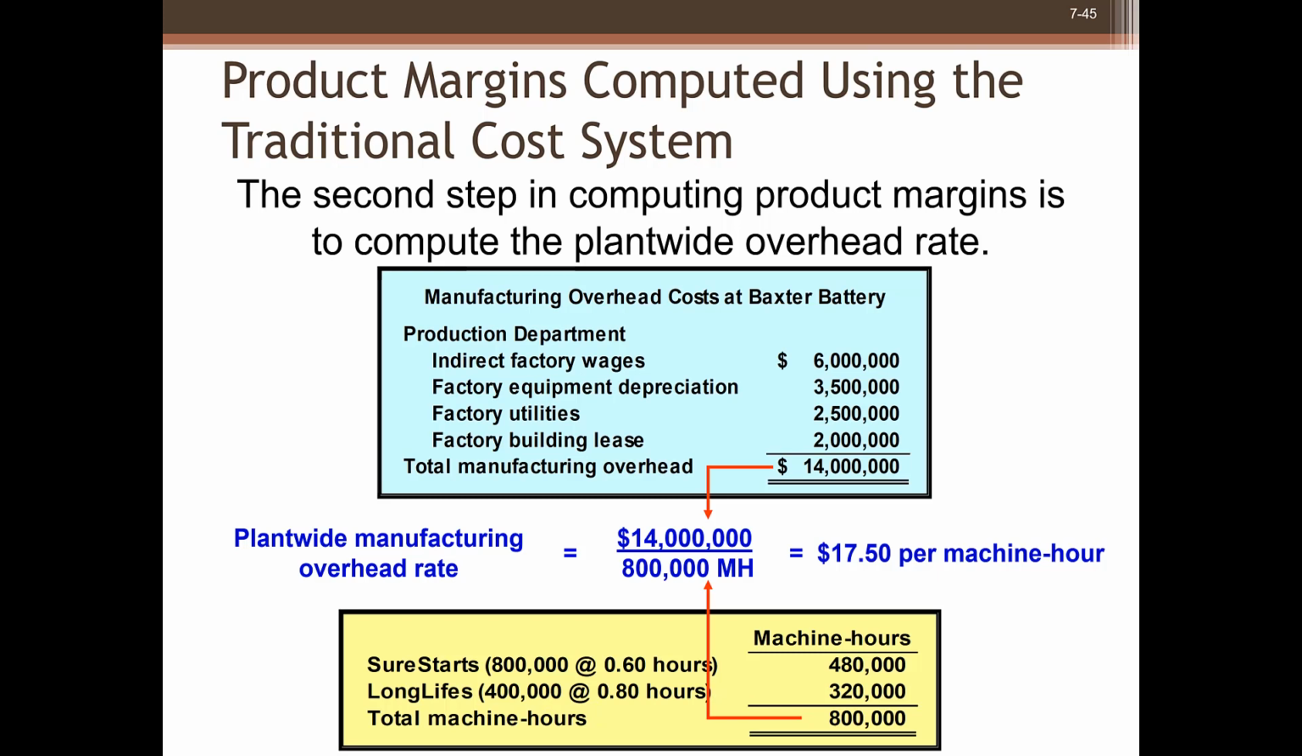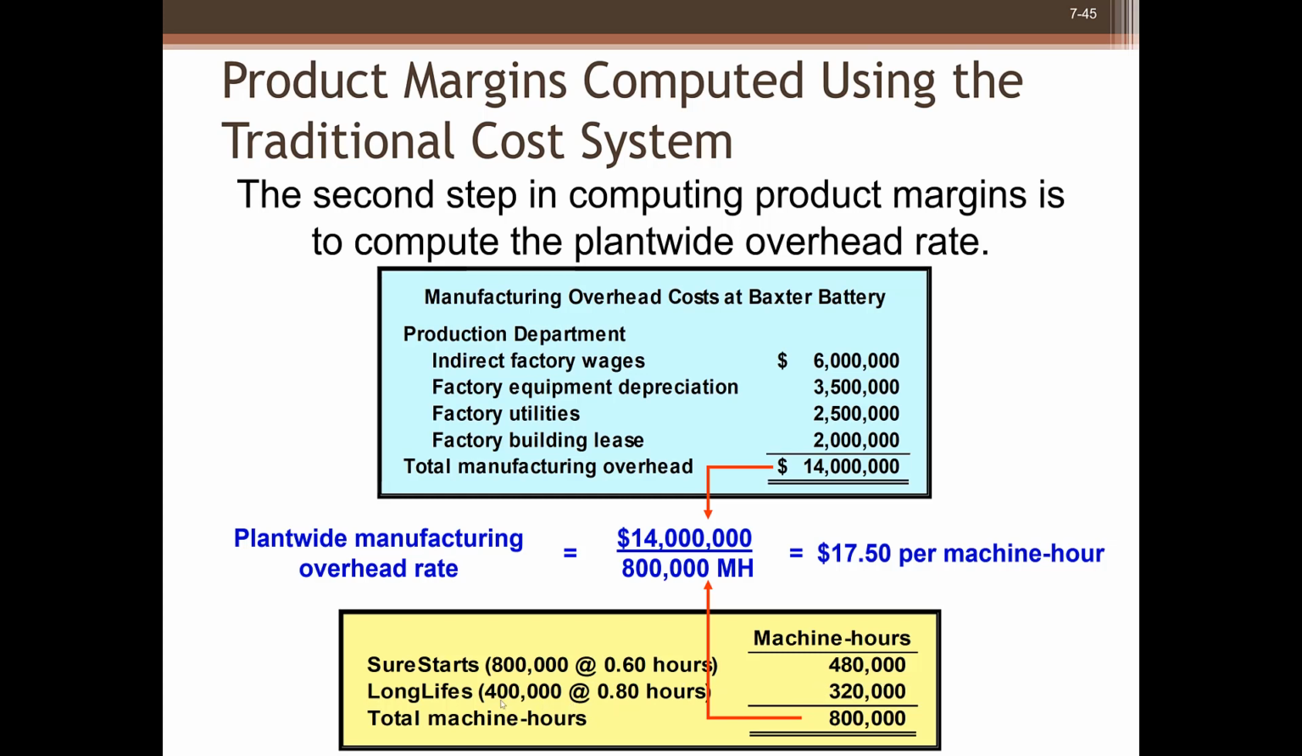For Short Starts, 800,000 batteries were ordered. Each battery requires 36 minutes of machine time, the same as 0.6 hour. So we can calculate the total machine hours required for 800,000 Short Start batteries by 800,000 multiplied by 0.6, and then we get 480,000 machine hours.